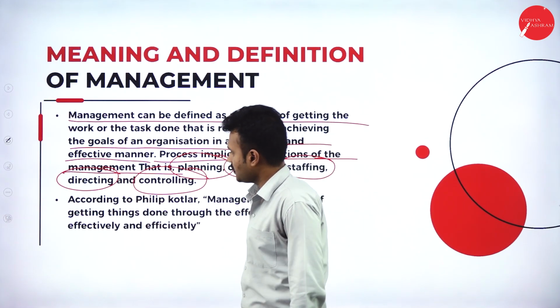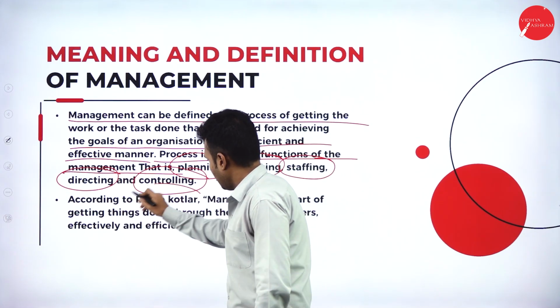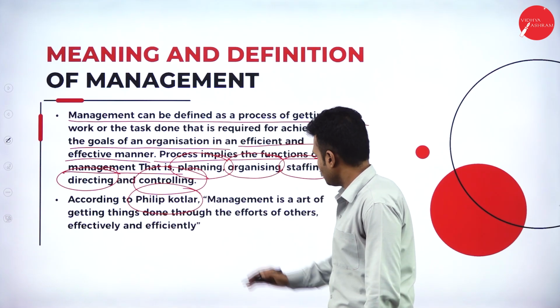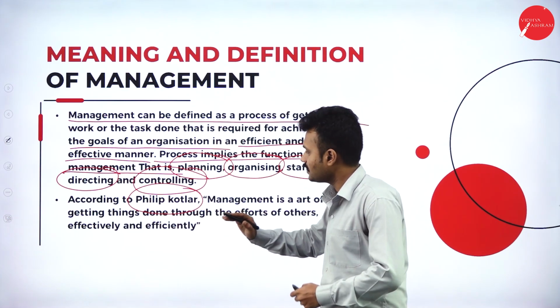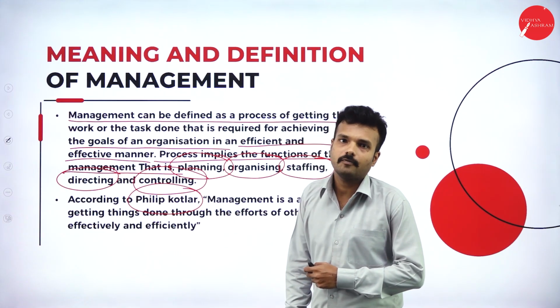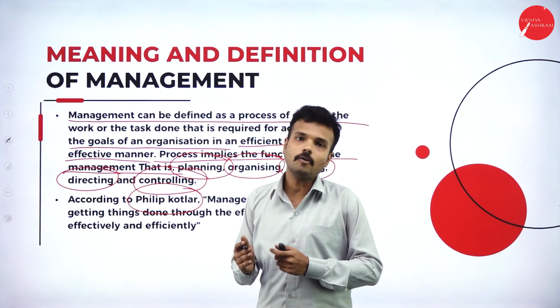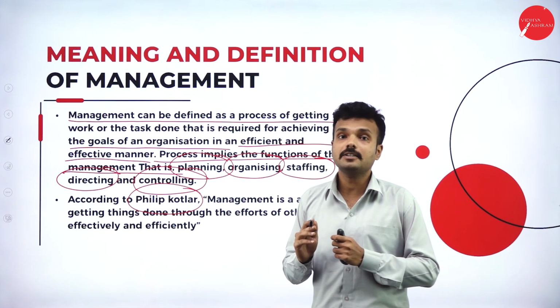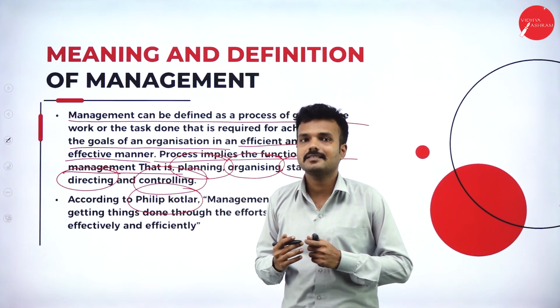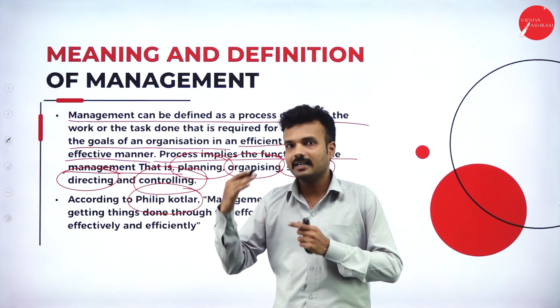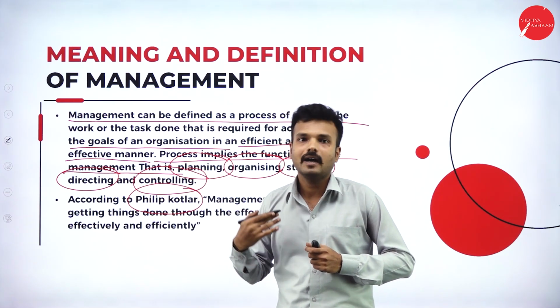So, this is the definition that is given by Philip Kotler. According to Philip Kotler, management is the art of getting things done through the efforts of others. So, as we know, the management is the art of getting the things done through the efforts of others. It is nothing but getting the work done by the efforts of others.